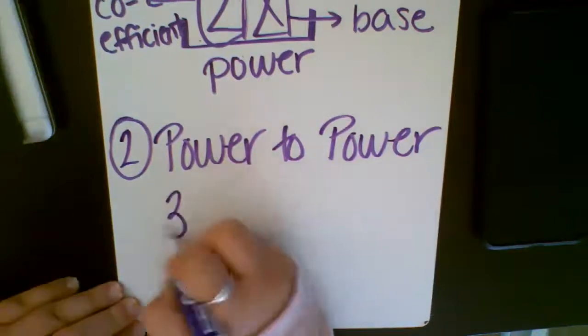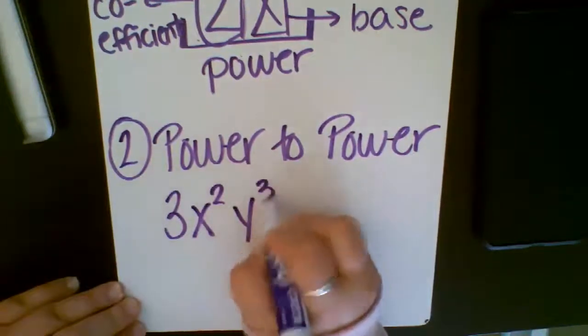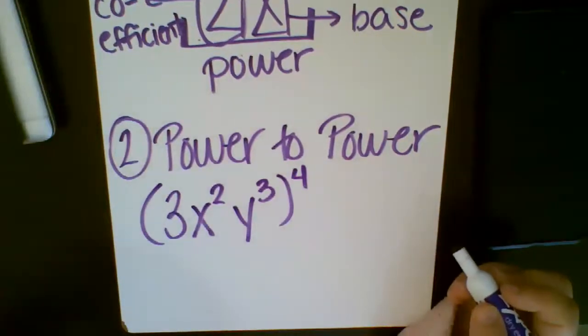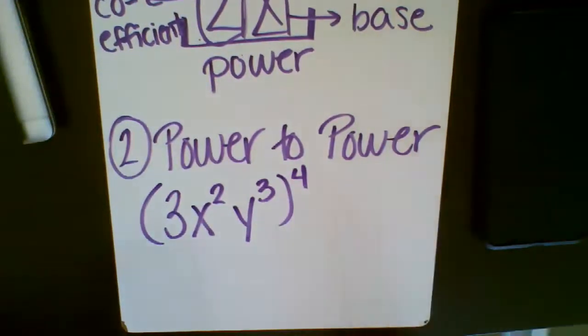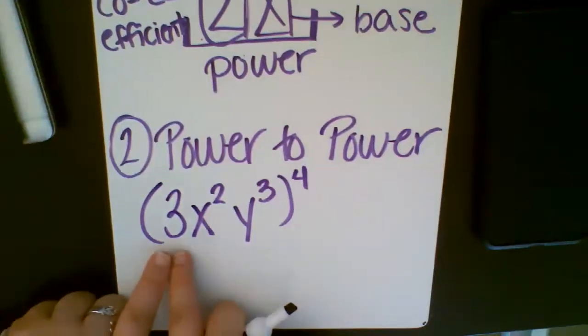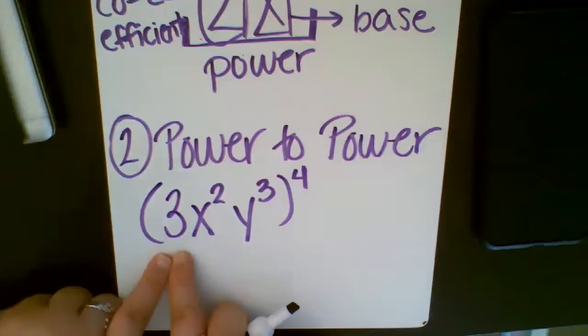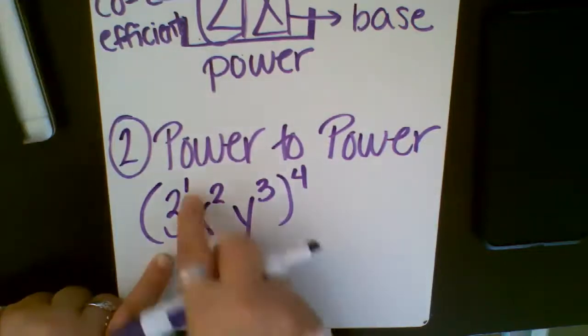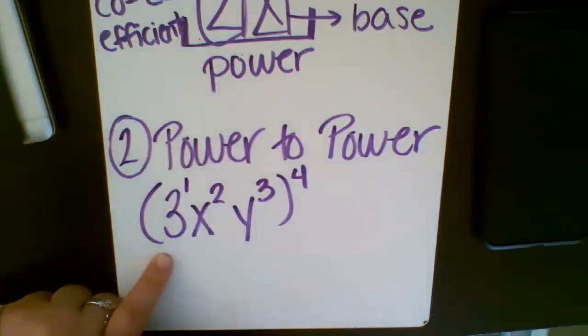So if I have 3x squared y to the 3rd, all to the 4th. This one's tricky. That's why I'm giving it to you. The first thing we have to remember is that 3 has an exponent too. What's the exponent on 3 that's invisible? We just don't write it. 1. Good, 3 to the 1st. If there's ever anything that doesn't have an exponent, you just put a 1.